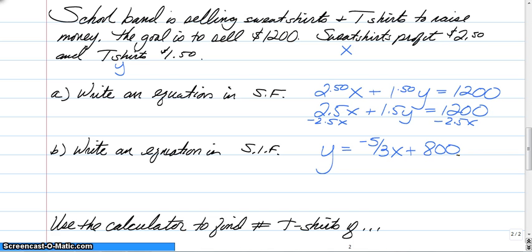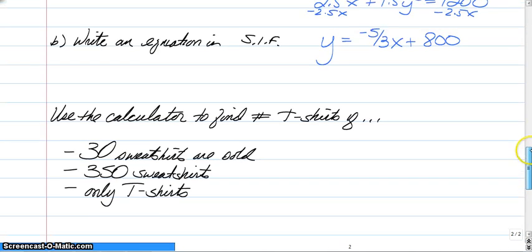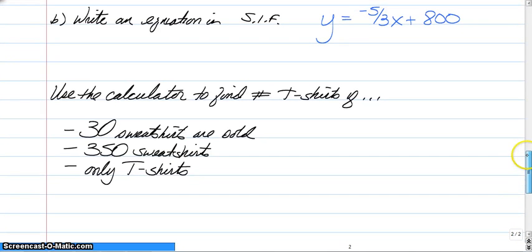So what are we going to do with that variable? We're going to find out how many t-shirts we need to sell if we have a few criteria. If only 30 sweatshirts are sold, how many t-shirts do we need to sell? If 350 sweatshirts are sold, how many t-shirts do we need to sell? And what if we didn't sell a single t-shirt?